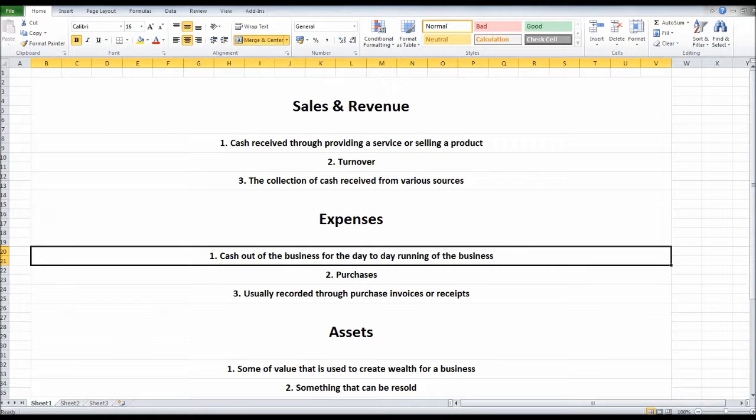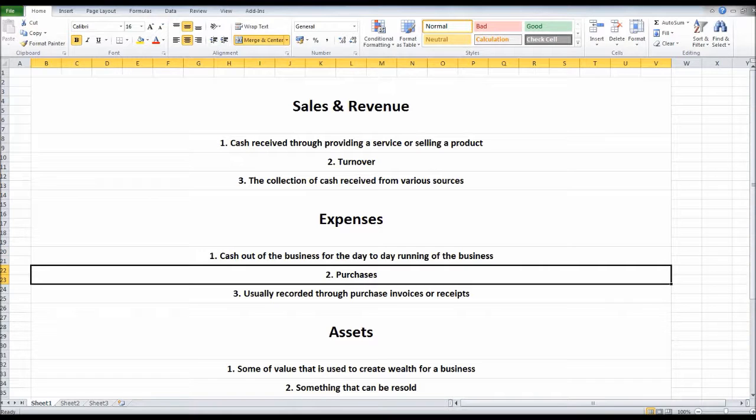So expenses, cash out of the business for the day-to-day running of the business. So if you have a business, think of the cash that's going out of the business from day to day, perhaps rent, perhaps electricity and power, perhaps water, perhaps fuel for your car, perhaps a payment for a van that you are leasing. All of these things are expenses. Wages, for example, paying people's wages. These things are expenses to the business. They pull cash out of the business.